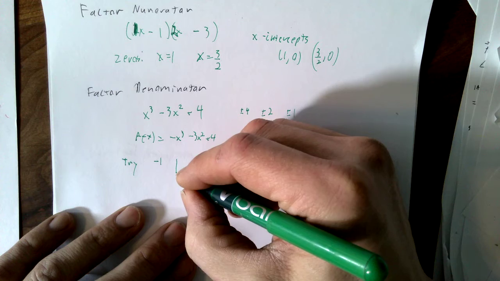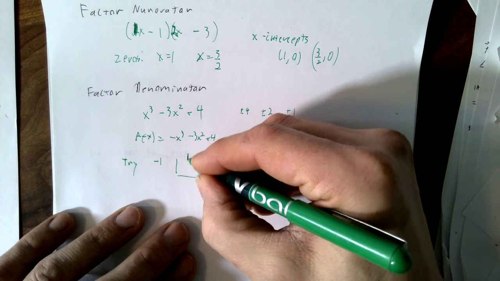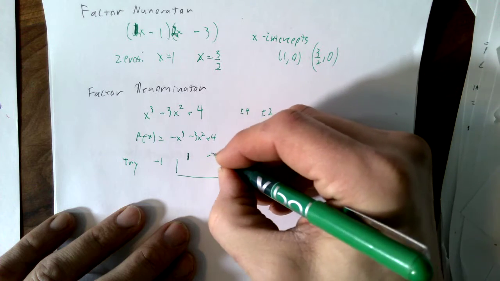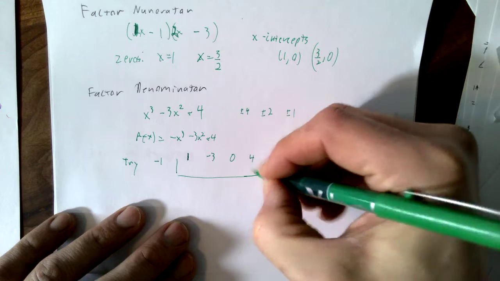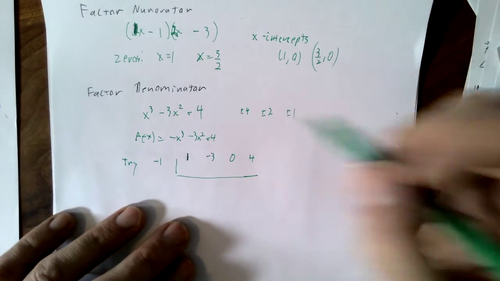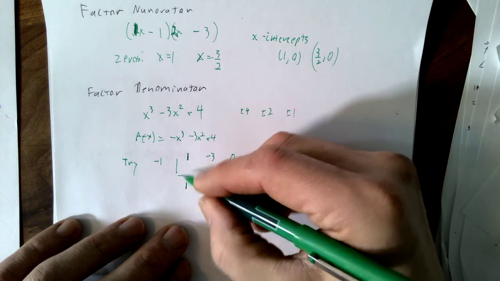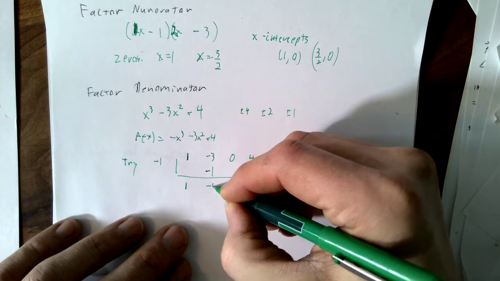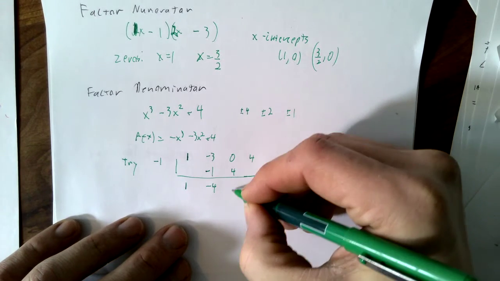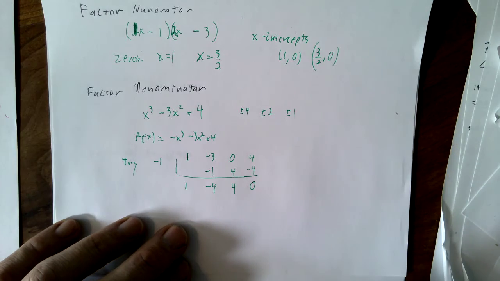For my synthetic division, notice I'm missing the x term there, so when I do the synthetic division, that's 1x cubed, negative 3x squared, 0x, and 4. I've got to have that column in there for the missing x term, the 0 term in the original. So copy this down, multiply by negative 1, and add, multiply by negative 1, and add, multiply by negative 1, and add. Sure enough, that came out to 0.